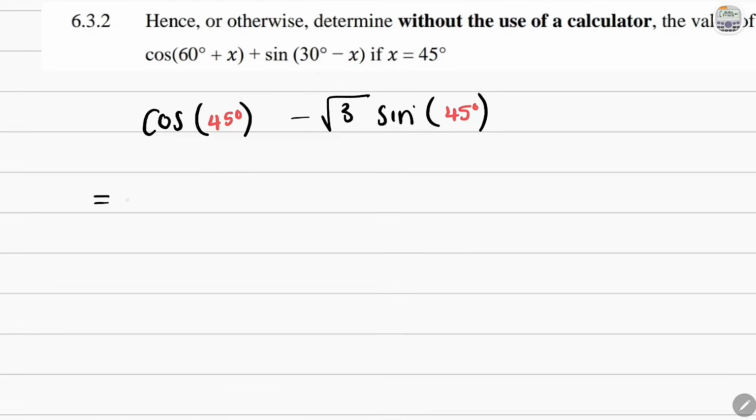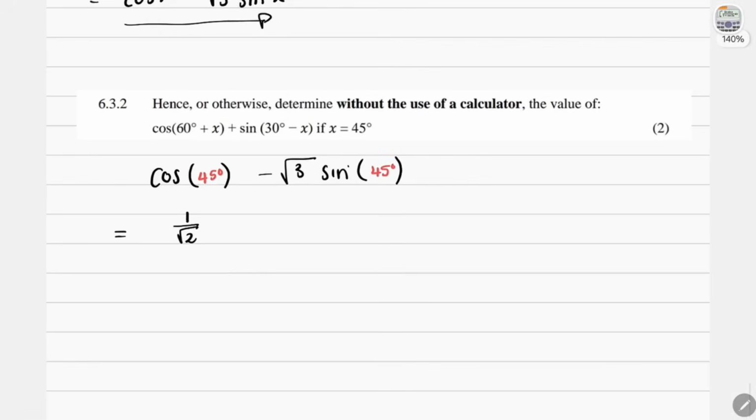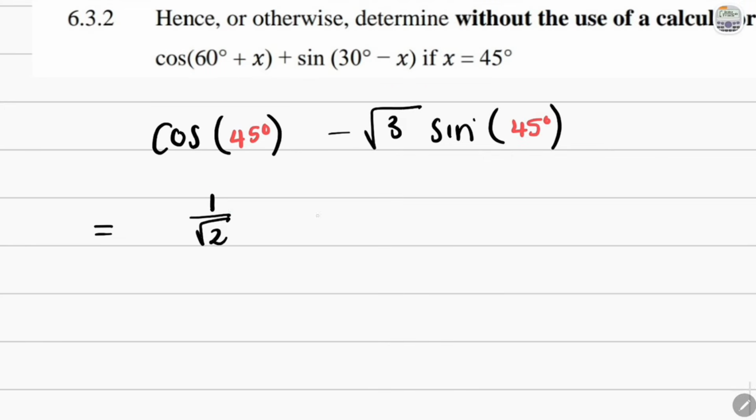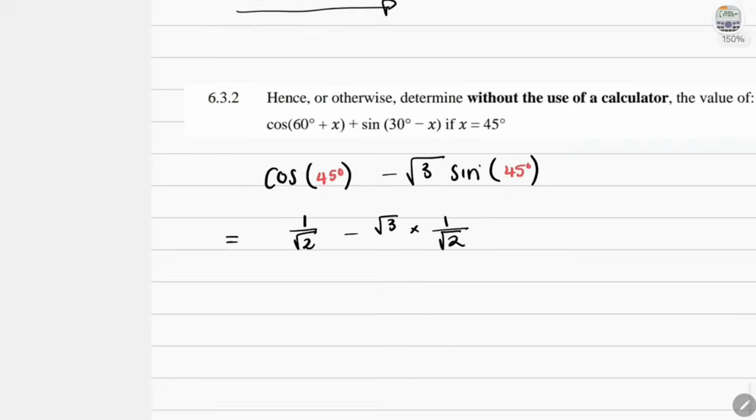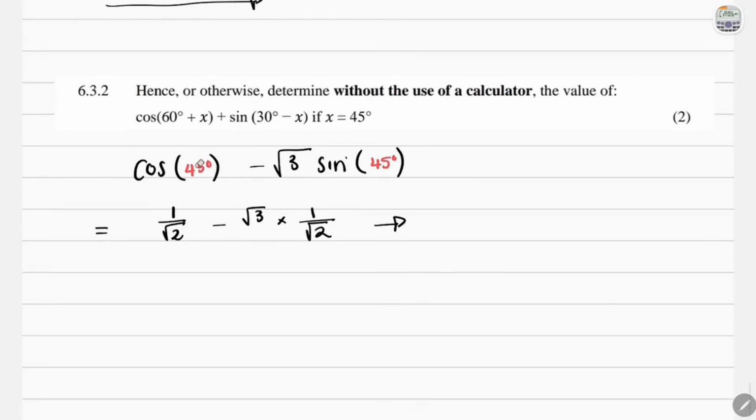So cos 45 degrees is equal to 1 over root 2, but this is if I'm not using a calculator. If I was using a calculator, it would be root 2 over 2. So without the use of a calculator, I would say minus root 3 and then multiply by sine 45 degrees, which is 1 over root 2. If you use the calculator for cos 45 degrees, you would get root 2 over 2, and then this would be minus the square root of 3, multiplied by sine 45 degrees, which is also root 2 over 2.